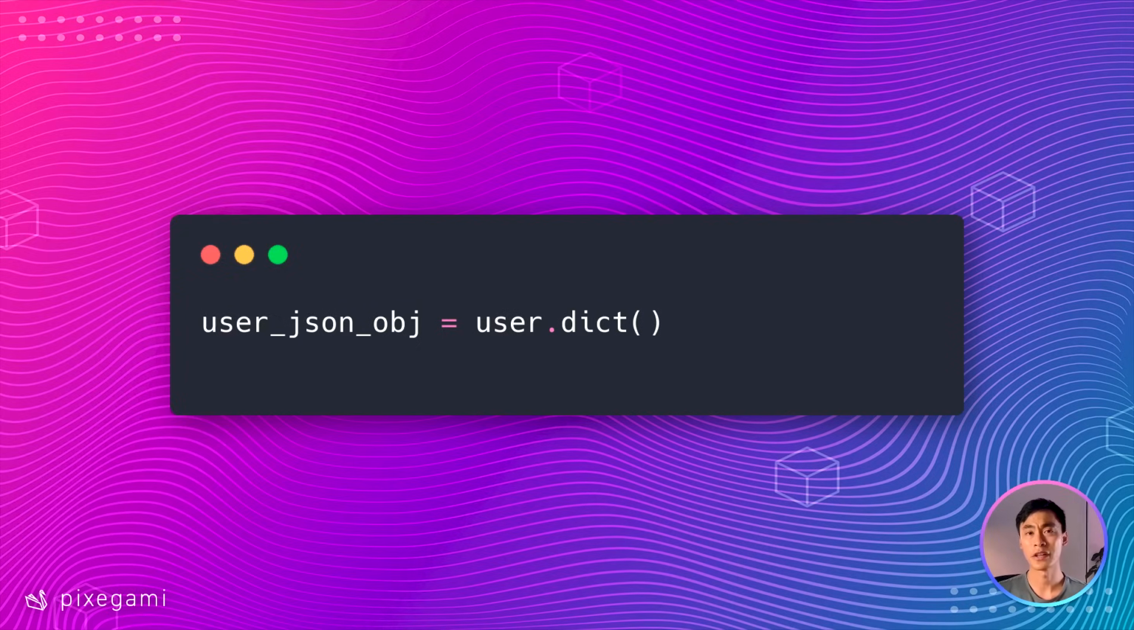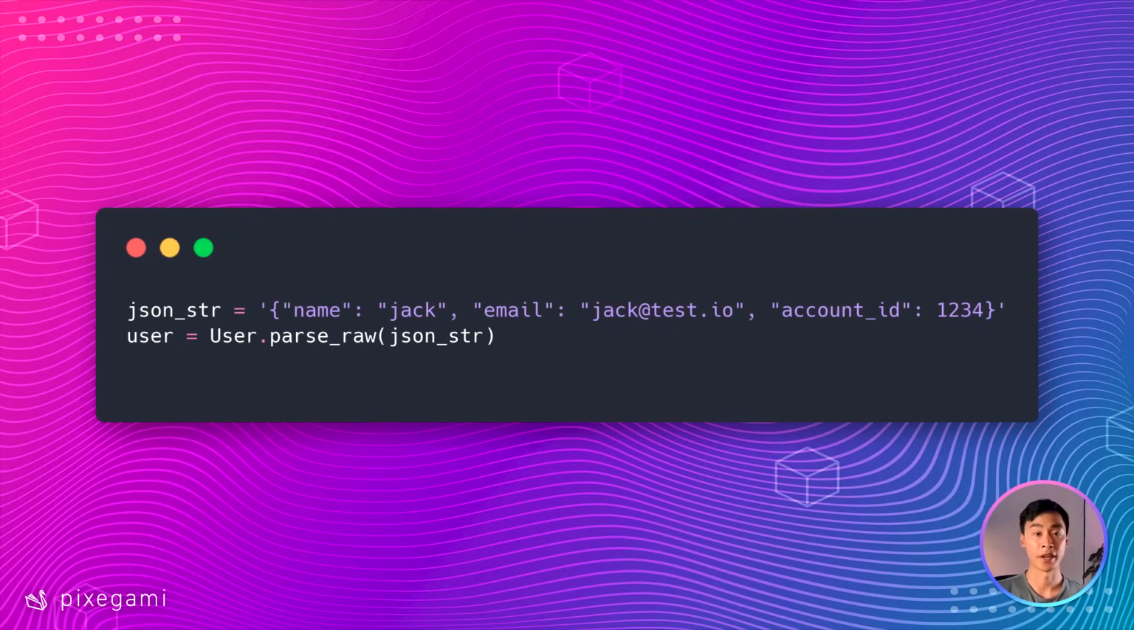And if you don't want a JSON string, but you just want a plain Python dictionary object instead, you can use this dict method. If you have a JSON string that you want to convert back into a Pydantic model, you can use the parse raw method. And since JSON is widely used and understood across every major tech stack, this feature will make it really easy to integrate your Python code with external applications or APIs.